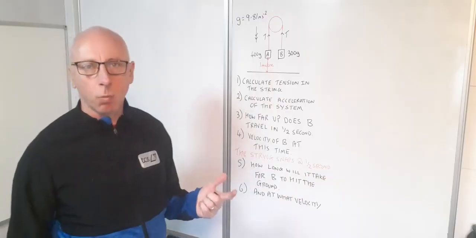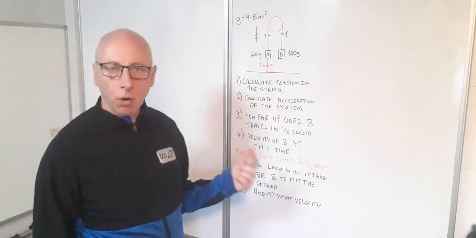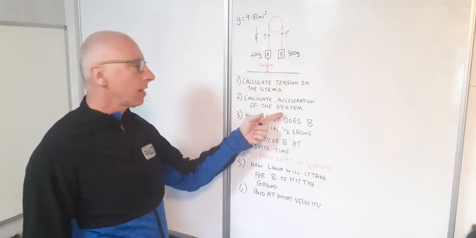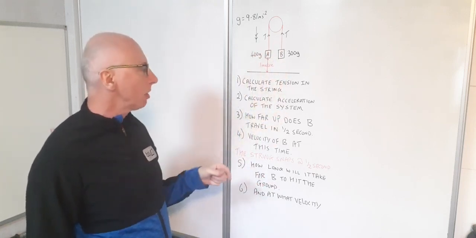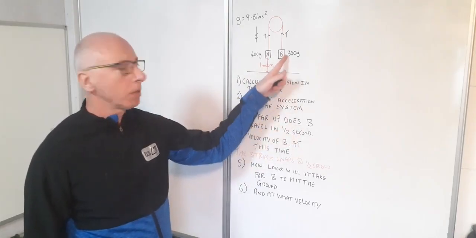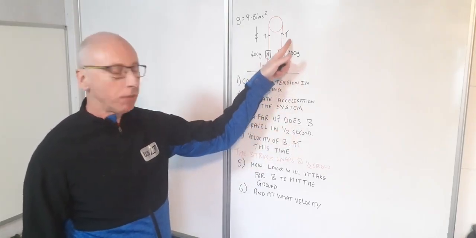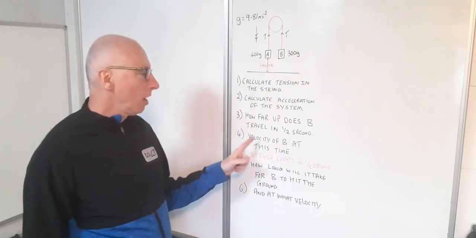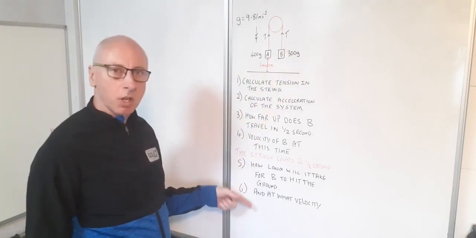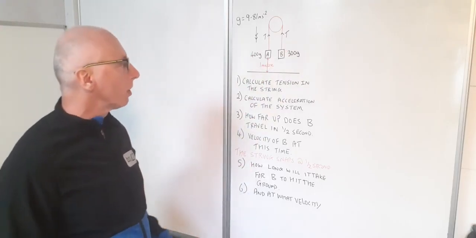So we want to look into what's been happening before and after that time. So we want the tension in the string, the acceleration of the system as it begins to move, and how far up does B travel. So basically the displacement of B from here as it travels up in half a second, the velocity of B at this time, and then after the string snaps, we've got these two questions we're going to look into.